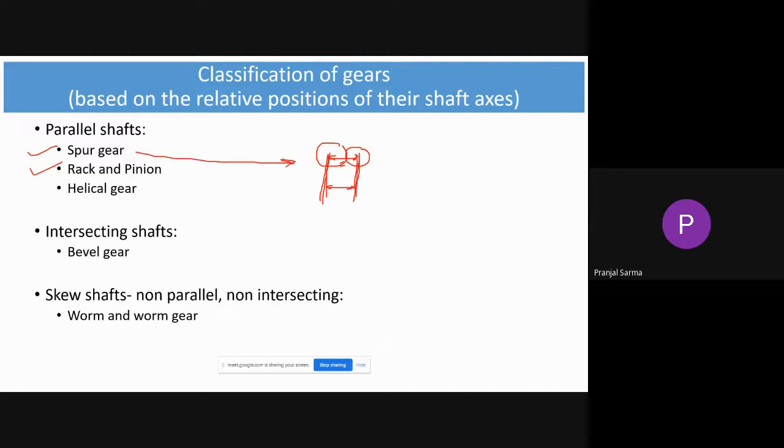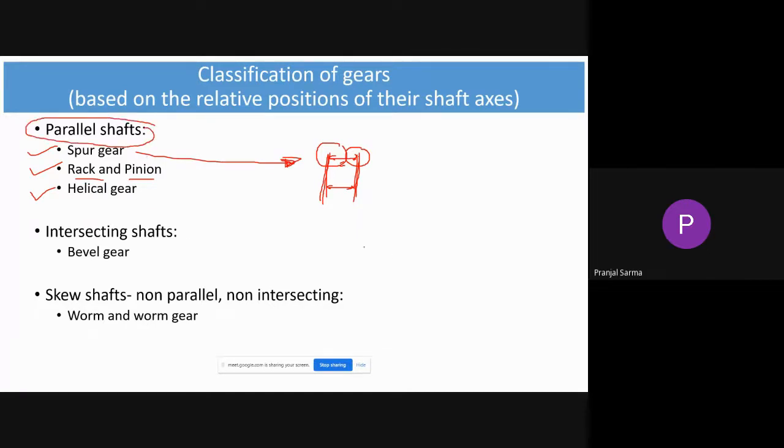Most of the time, whatever gears we are drawing, we are actually drawing spur gears. We can also use rack and pinion, which is another special type of gear arrangement. We can also use different helical gears, herringbone gears, etc. That is applicable for parallel shafts.